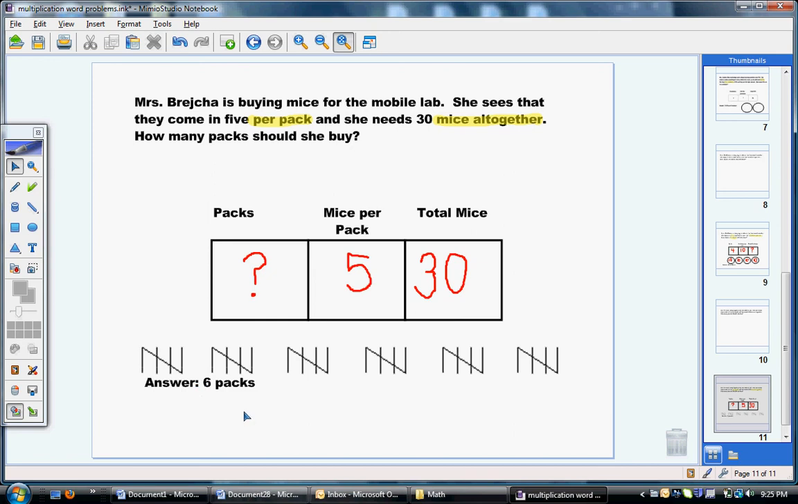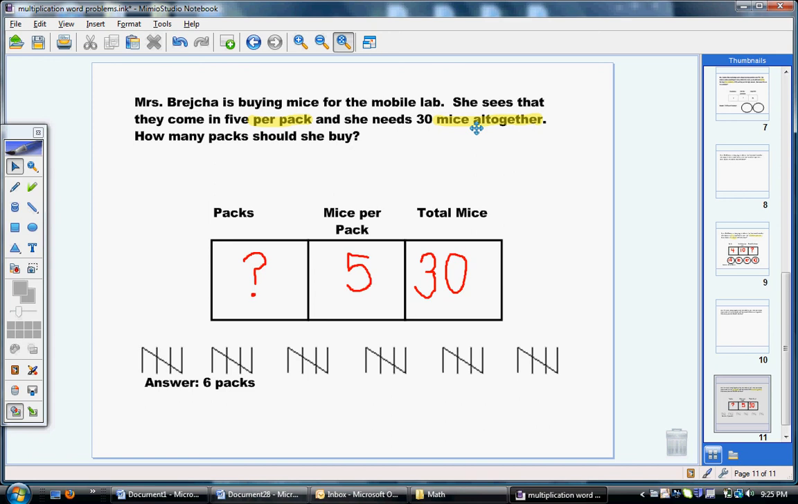I have to ask myself, does that make sense? Well, the question asks, how many packs should she buy? I can see that I bought 6 packs, so I know I answered the question. Now I have to ask, does that make sense? Well, if I buy 6 packs of mice and each one has 5, I could count 5, 10, 15, 20, 25, 30. Does that give me 30 mice altogether? Yes, it does. So I know I have the right answer.